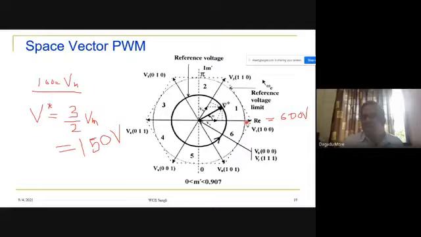We apply V1 for a very short duration, then we apply V2 for a very short duration. Depending upon the magnitude, we find out for how long we apply V1, V2, V0 and V7, so that I can construct or obtain the V star. Is it clear? For obtaining the V star, which switching states are used in sector 1? Is it clear?